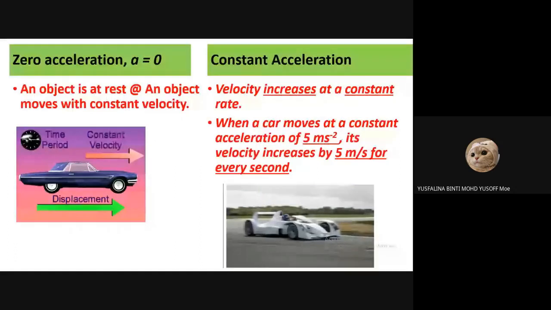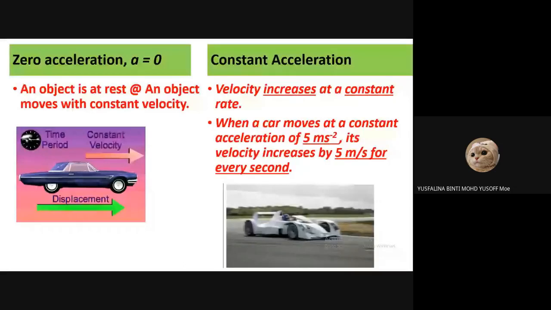Zero acceleration. Just now we already learned uniform velocity and uniform speed. Uniform velocity means the magnitude of the velocity is not changed, and also the direction is not changed. But for speed, we only consider the value, the magnitude. As long as it's not changed, we say it is uniform speed.